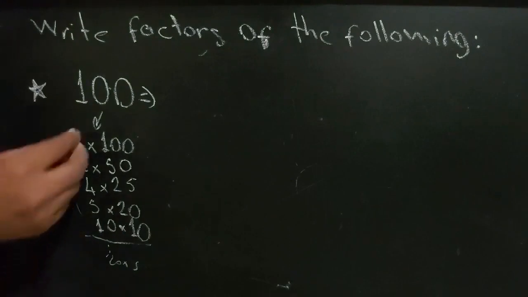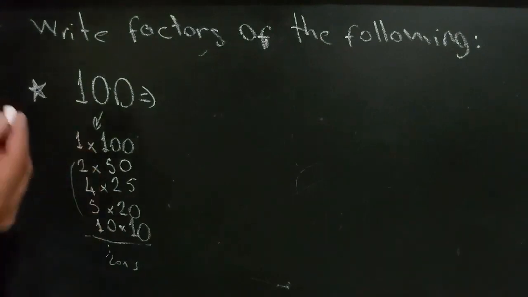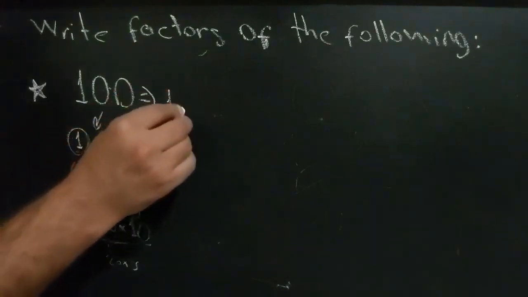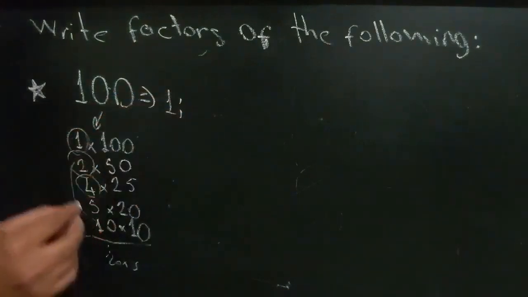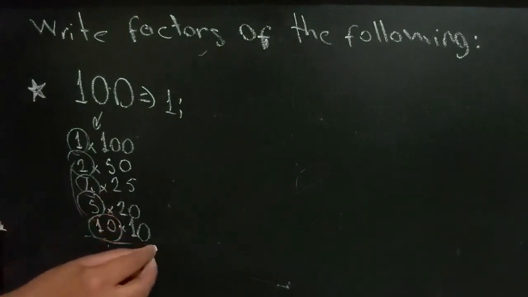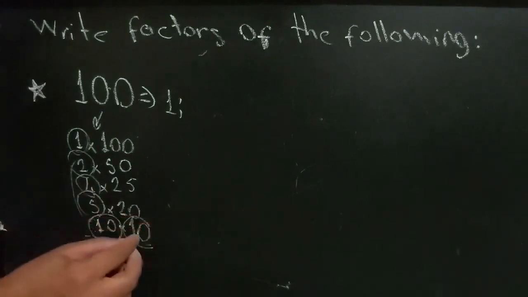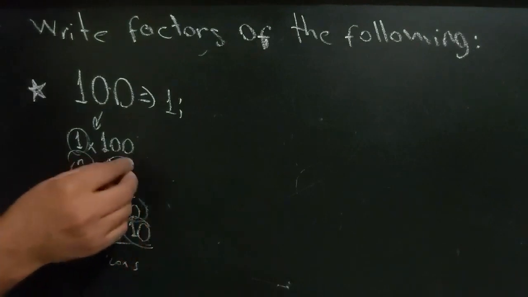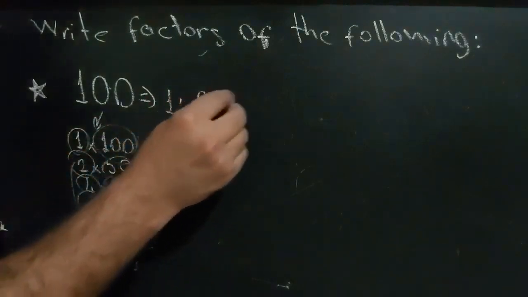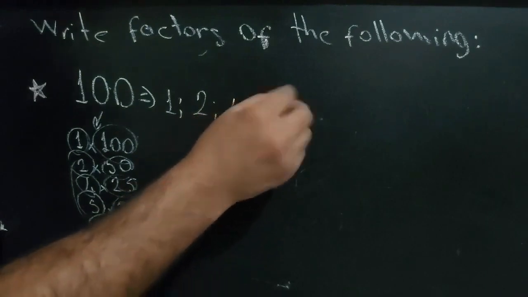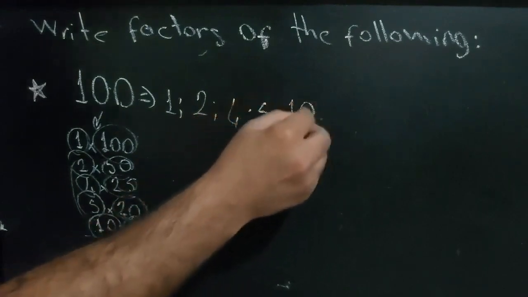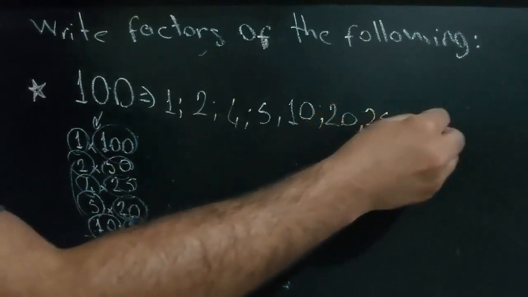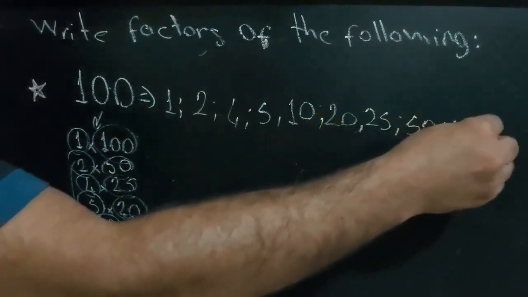Now I'm going to write those numbers there. As I said, you don't have to write in order, but I'm writing in order. 1, 2, 4, 5, 10. You have 2 tens. You don't need to write 2 tens. Just one 10 is enough. 20, 25, 50, 100.